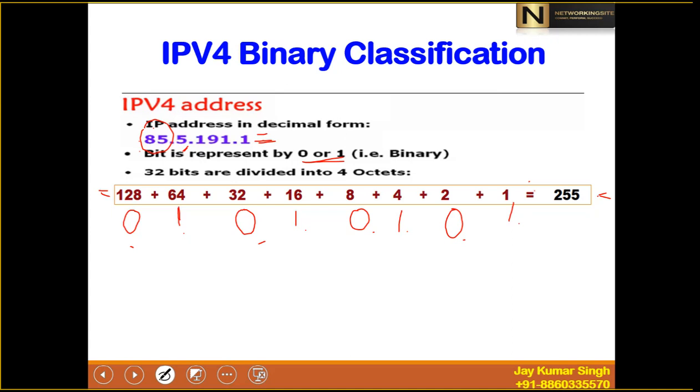For 5, I take only 4 and 1, and the others will be 0. Now what about 191? For 191 I take 128.